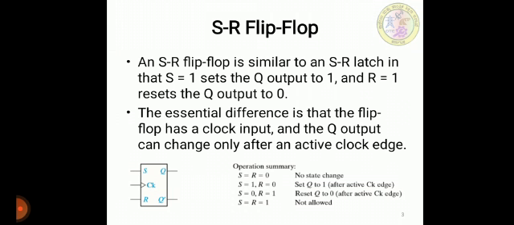When S is equal to 1 and R is equal to 1, this case is not allowed, because Q and Q bar will be at the same state, and that violates the basic condition that Q bar is the complement of Q. It should have complementary states, but those two will have the same state. That is why this state is called the forbidden state or an invalid state, and hence it is not allowed.